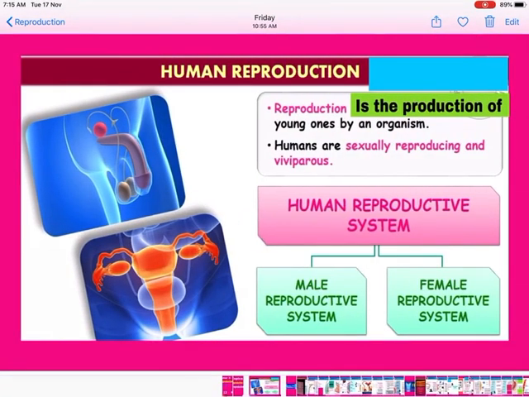Let us see what is reproduction. Reproduction is the production of young ones by an organism. And how do humans reproduce? Humans reproduce by sexual means, both male and female are involved in the process of reproduction. And moreover, humans are viviparous, means they produce young ones. They give birth to young ones. So humans are sexually reproducing and viviparous. Now let us see the male reproductive system and the female reproductive system in human beings.